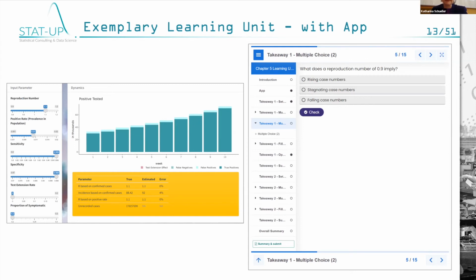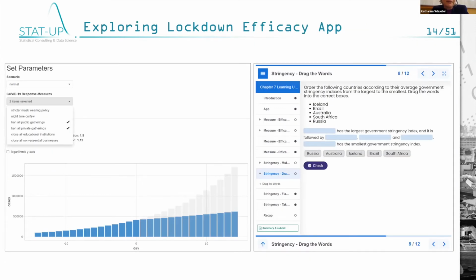So this is a lockdown efficacy app. We can see it here, and we can also have a comparison of the lockdown strategies that were implemented in different countries. They are documented here, and you imagine you are a political decision maker and have to decide which lockdown actions you want to take, and then you see a simulation of what happens with your case.